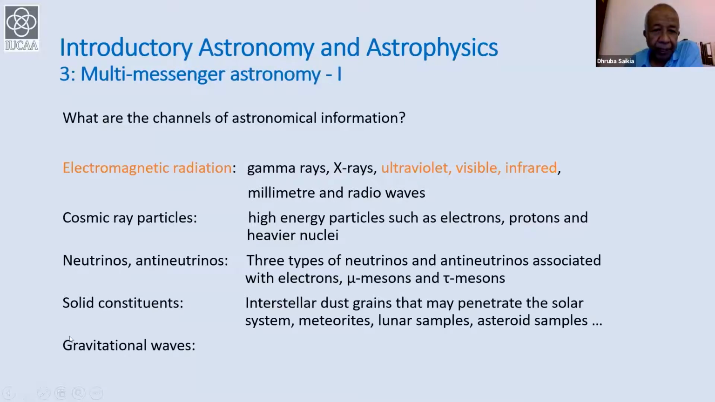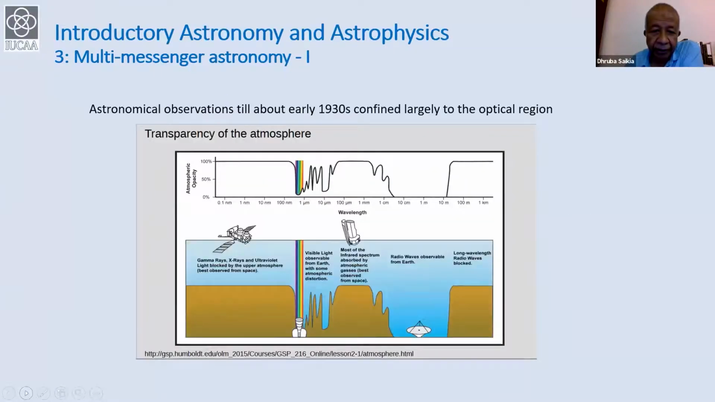Now, what we will do today is focus on the ultraviolet, visible and infrared part of the electromagnetic spectrum. We are clubbing these together because the techniques are largely similar. Then we will have a look at the high energy part, gamma rays and X-rays put together, and the millimeter and radio waves put together. So now let's look at the visible range of the electromagnetic spectrum.